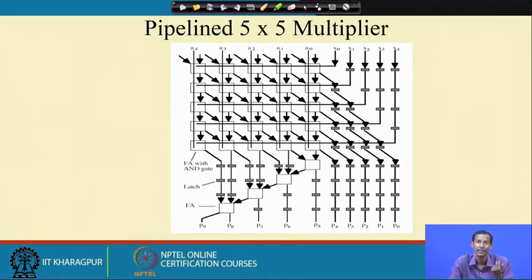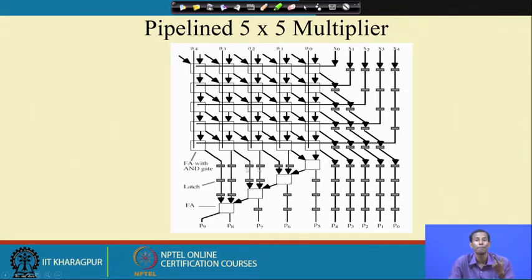Then P3 is produced at the 3rd clock cycle, so another 5 clock cycles: 1, 2, 3, 4, 5 for P3. Then P4 is produced at the 4th clock cycle, so it passes through 1, 2, 3, 4. For P5, it is produced after the 5th clock cycle, so it has to pass through another 3 extra registers: 1, 2, 3.